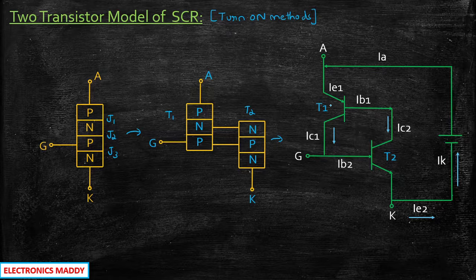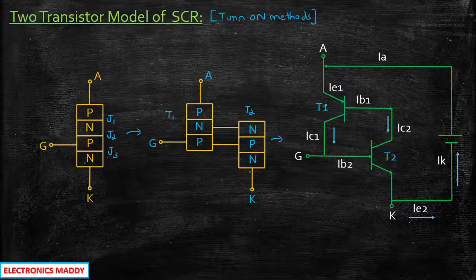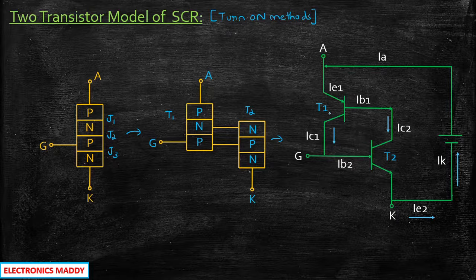So this is the PNP transistor, whereas the emitter terminal is towards this, and with respect to this it is away from this terminal at this point. So this is basically NPN configuration and this is basically PNP configuration. So you have two transistors T1 and T2 connected back to back, and this is basically the equivalent circuit representation of the two transistor model of SCR. IA is basically the anode current and IK is the cathode current. Now we will be deriving the expression for anode current IA.